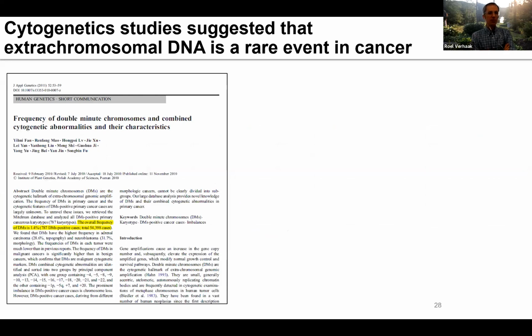Now, up until now, cytogenetic studies and also databases like the Mitelman database of chromosomal variants have implied that extrachromosomal DNA and double minutes are a rare event in cancer. This 2011 paper, which scored karyotypes of a large number of samples, reported that the overall frequency of double minutes is 1.4%, which, if that were true, then ecDNA is actually a fairly rare occurrence.